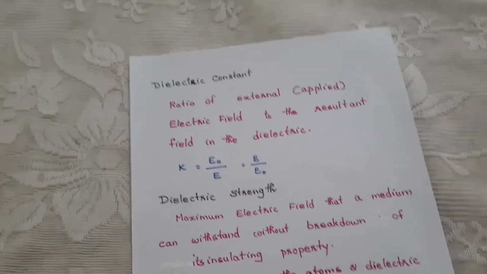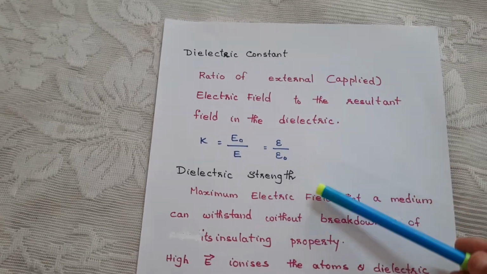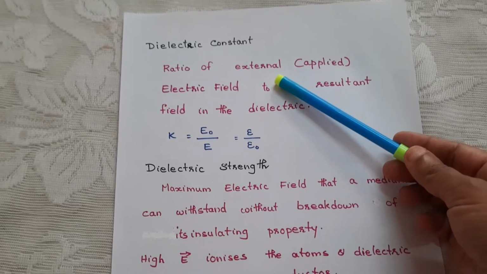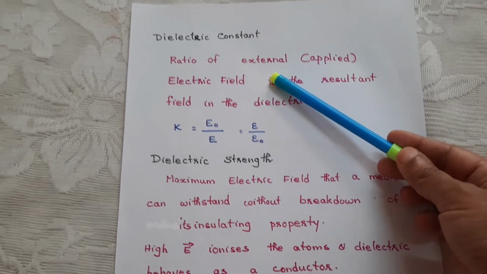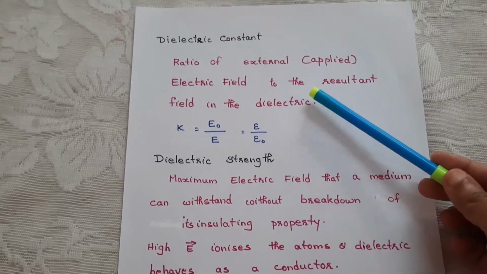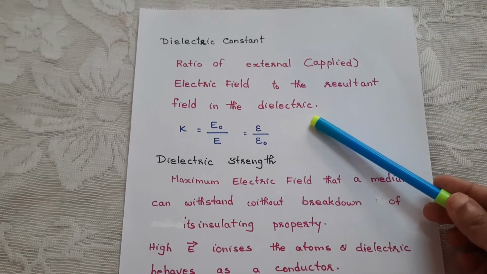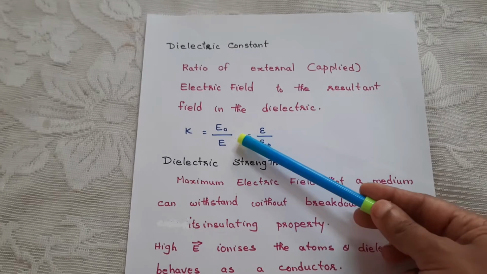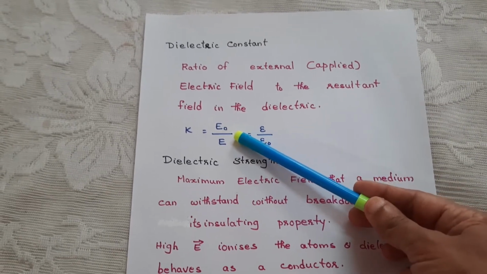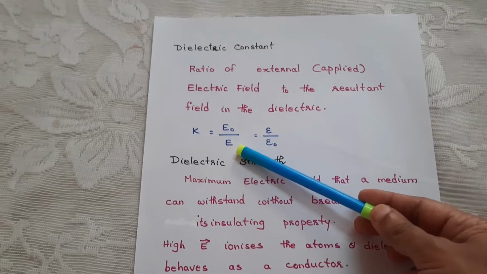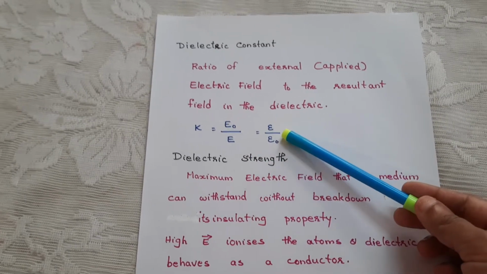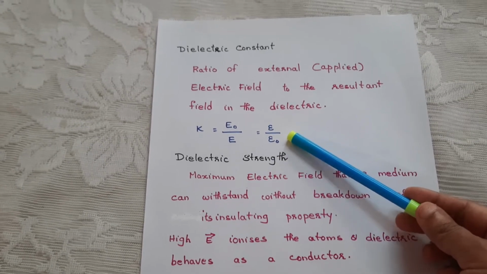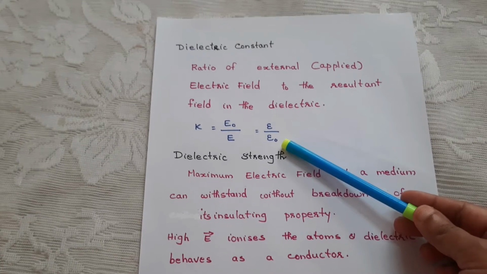Now let us define the dielectric constant and dielectric strength of a medium. The dielectric constant is defined as the ratio of external electric field to the resultant field in the dielectric, denoted by K is equal to E0 by E. E0 is the applied electric field and E is the resultant field. It is equal to epsilon by epsilon 0, where epsilon is the permittivity of the medium and epsilon 0 is the permittivity of free space.